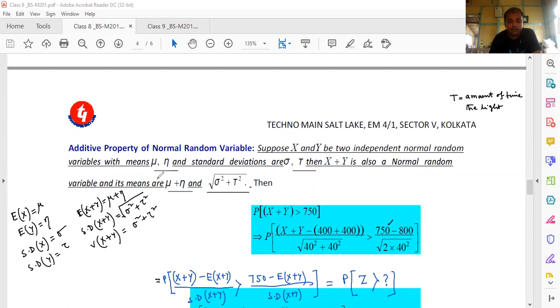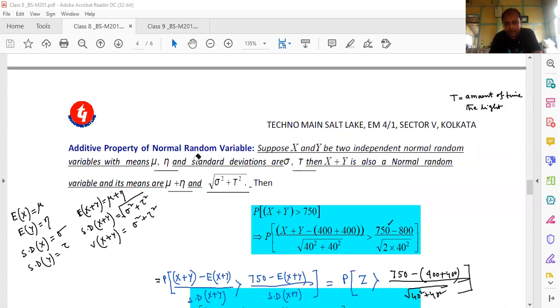Now we have the expectation of capital X and the standard deviation of capital Y. It is already written over here, so we have got our formula. In this particular scenario, here I am going to write 750 and 400 plus 400 by the square root of 40 squared plus 40 squared. The rest of the calculations is printed, so I don't want to write it anymore.